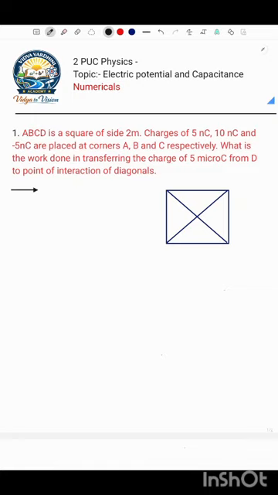Today I am here to solve the numericals on electric potential and capacitance. This is the problem. ABCD is a square of side 2 meter. Charges of 5 nanocoulomb, 10 nanocoulomb and minus 5 nanocoulomb are placed at three corners. What is the work done in transferring a charge of 5 microcoulomb from point D to the intersection of diagonals? They asked this question for 5 marks.